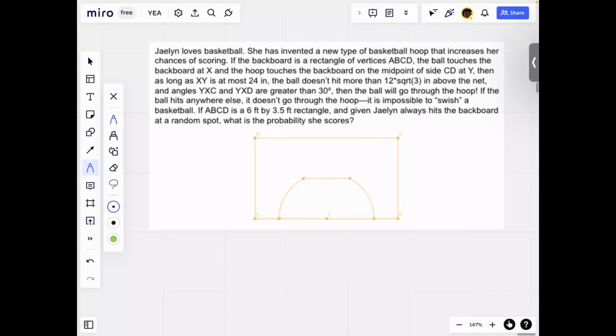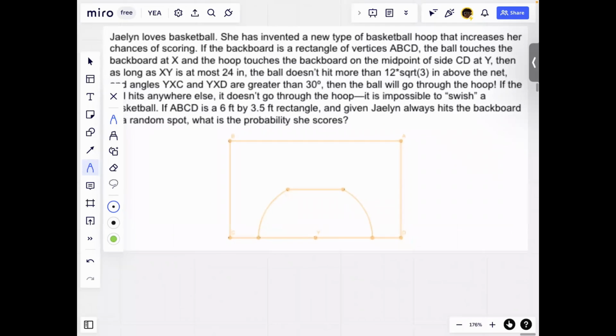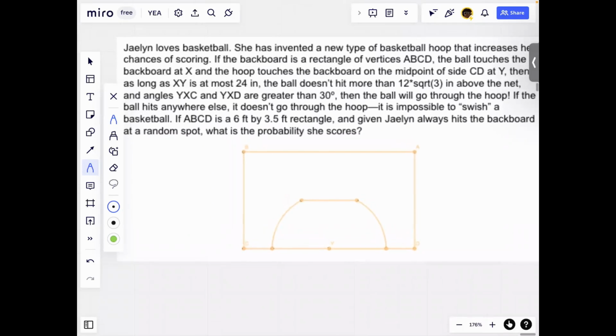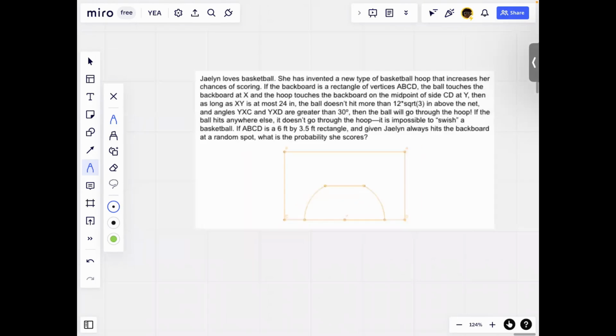So the problem says Jalen loves basketball. She has invented a new type of basketball hoop that increases her chances of scoring. If the backboard is a rectangle with vertices A, B, C, D, the ball touches the backboard at X and the hoop touches the backboard at Y, the midpoint of CD, then as long as XY is at most 24 inches, the ball doesn't hit more than 12 square root 3 inches above the net.